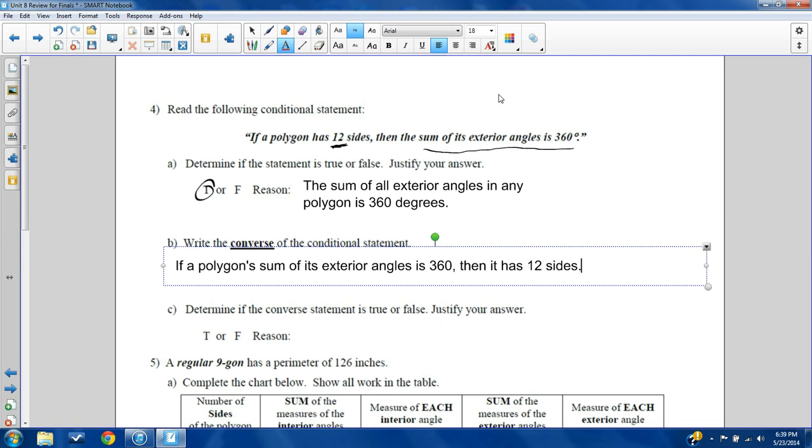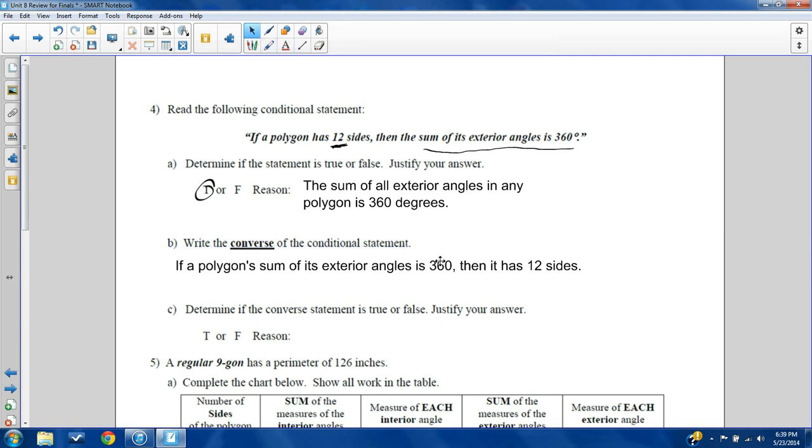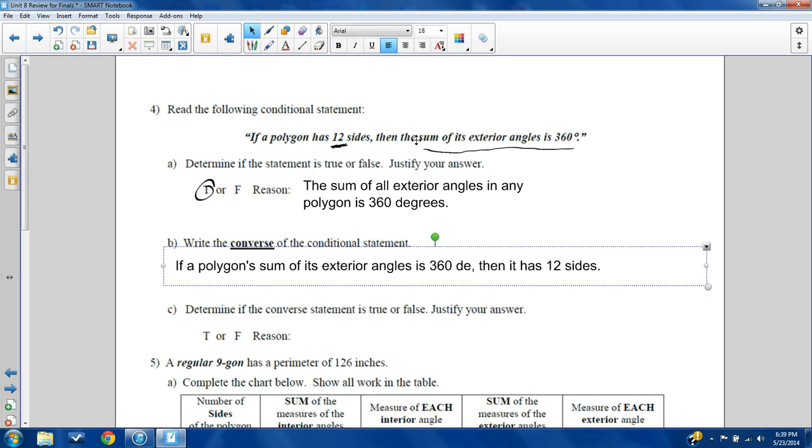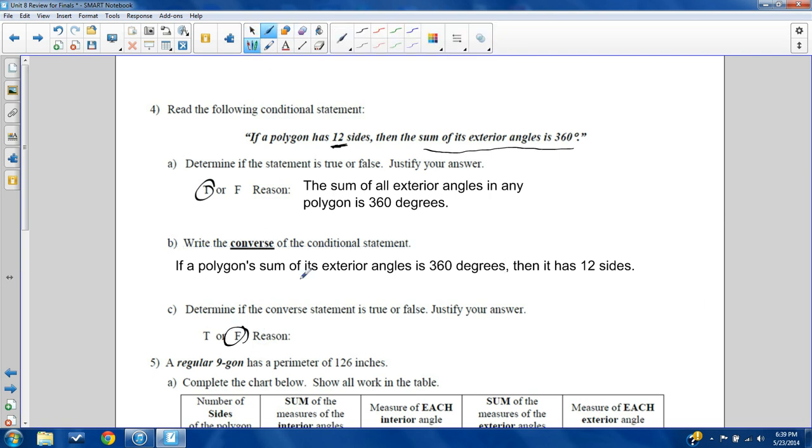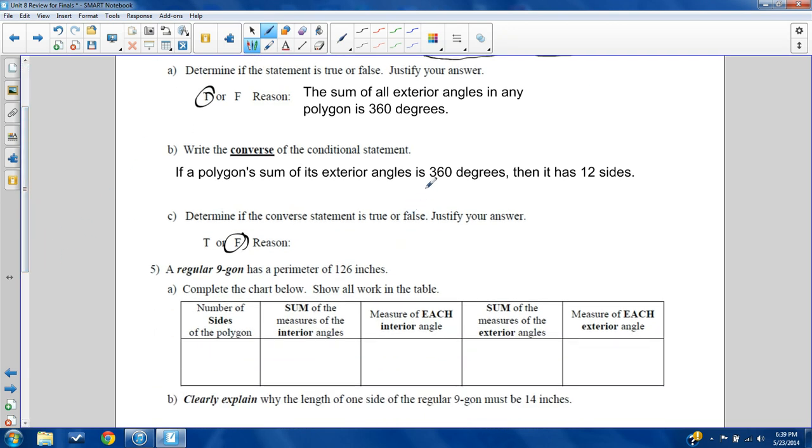So the question is, is it true the other way around? If I'm looking at a polygon whose sum of its exterior angles is 360 degrees, then it has 12 sides. Is that true or false? The answer is actually false. Yes, it's true that a 12-sided polygon's exterior angles add up to 360. But just because a polygon's exterior angles add up to 360, it doesn't absolutely have 12 sides. It could have any number of sides. You can have a 100-sided polygon and the exterior angles still add up to 360. So it can be anything.